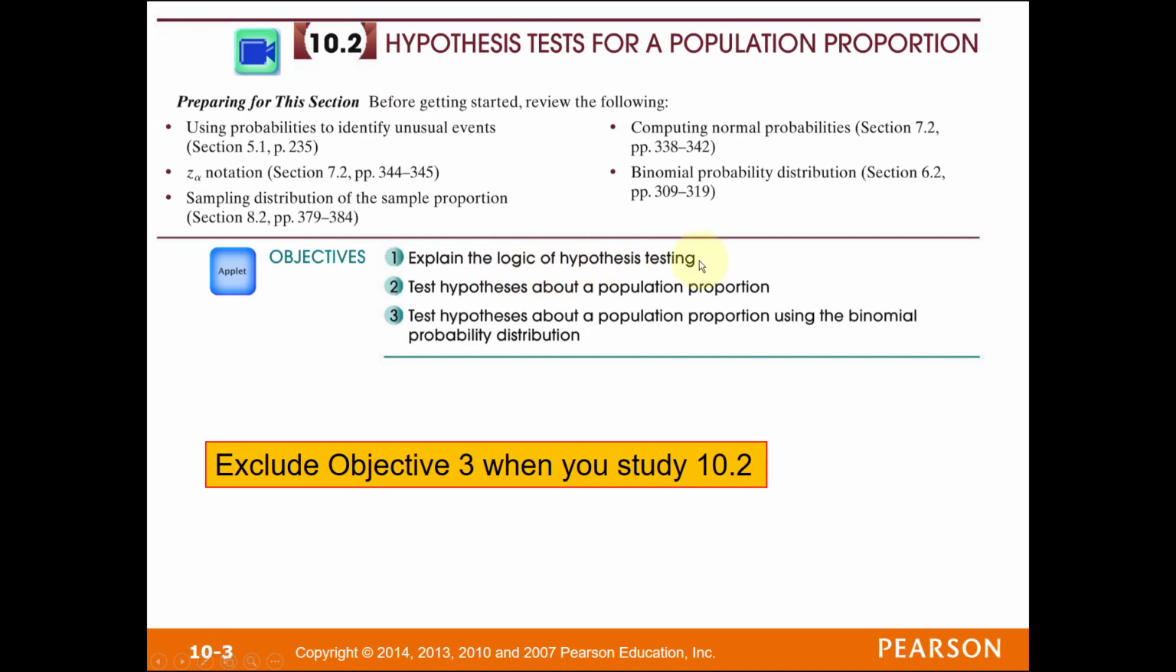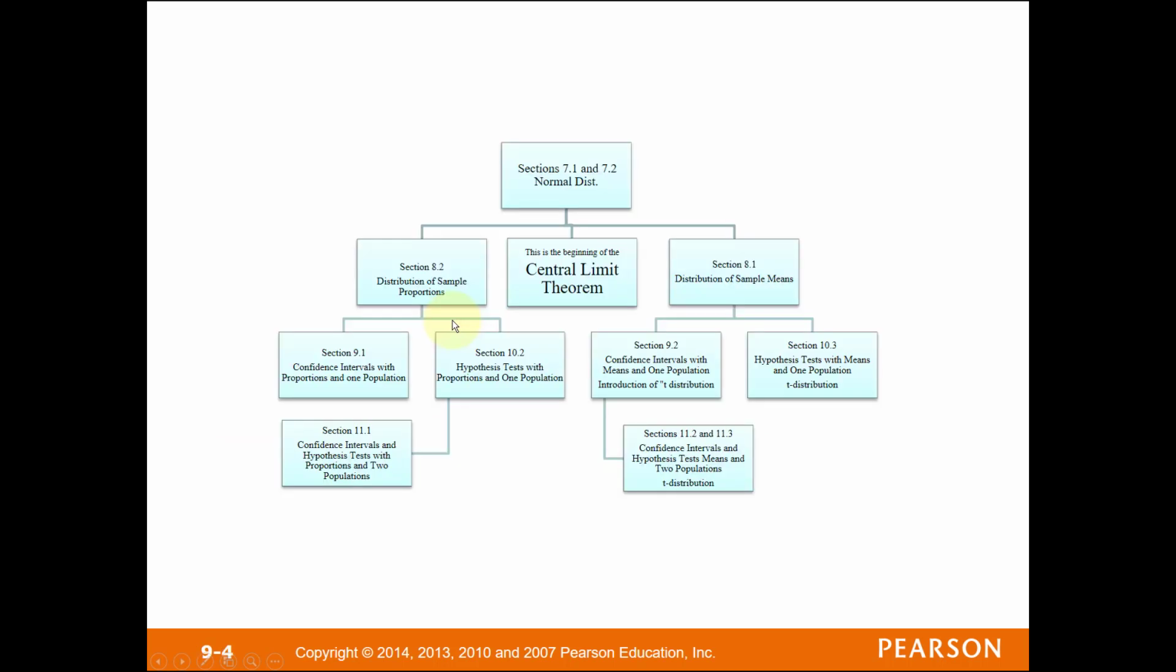Explain the logic of hypothesis testing, test hypotheses about a population proportion, and we're going to exclude this third objective. We're not going to do that at all, so you don't have to look at it. Let's look at this flow chart. You should be bored with this by now, but it's important.